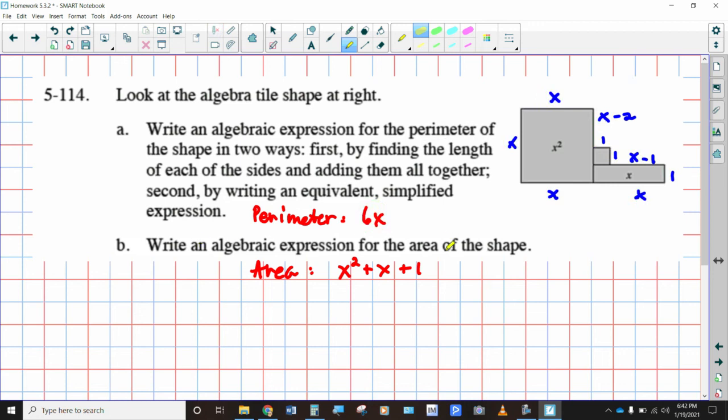Now write an expression for the area. Well, the area is straightforward. You got an x squared there, you got an x here, and you got a 1 here. So the names of the tiles are the areas of the tiles. And so the area of the entire shape would be this area plus that area plus that area, x squared plus x plus 1.